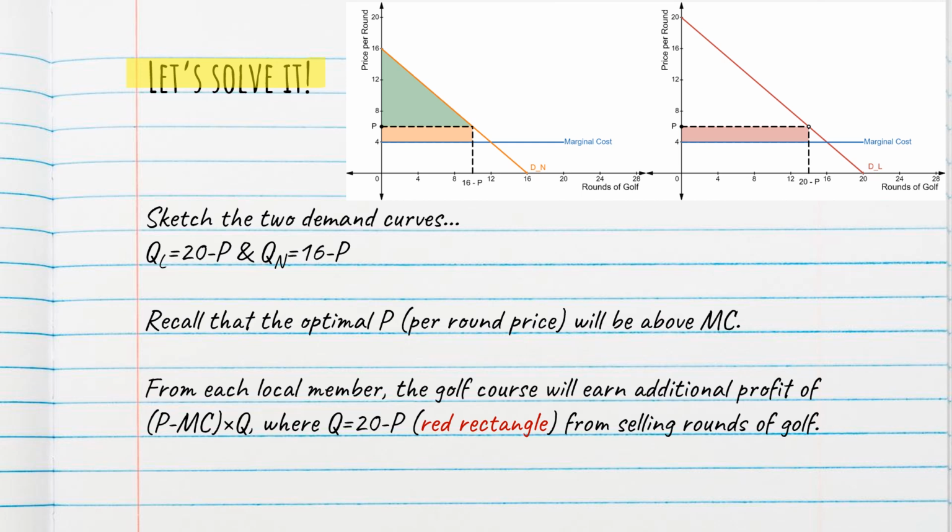So we know that each person is going to demand 20 minus P rounds of golf. We multiply that quantity by how much price exceeds marginal cost by, price minus 4, to figure out how much extra profit we're earning from each local. So we get 20 green triangles, we get 10 orange rectangles, and we get 10 red rectangles. This is why earlier I said we needed a graph and a good understanding of the optimal two-part tariff. Without both of those parts, you're completely adrift in the process of solving this question.